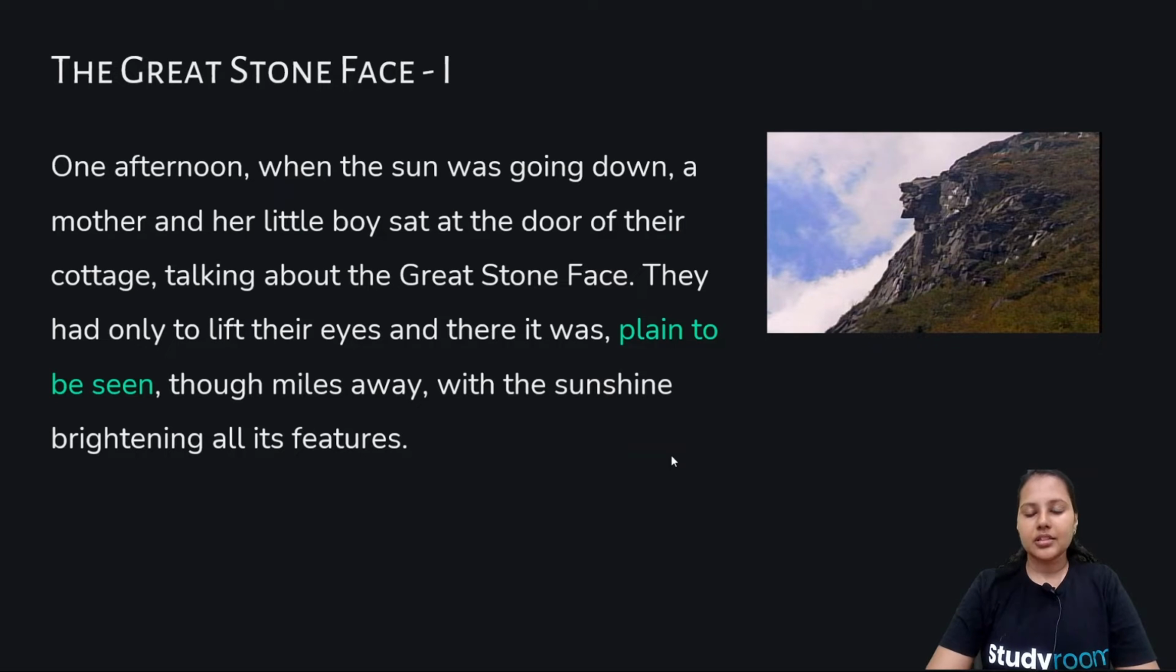So one afternoon, there's this mother and son who were sitting at their house door, just looking at the great stone face. They didn't have to overlook it or see it forcefully. It was right straight in front of them. Now the author is describing that it is plain, so there's no obstacle in seeing it. It's even miles away, but because it's at such height and width you can see it, and maybe because it's open land. Then he says the sunshine is brightening all its features. The sunshine rays sparkling on it are highlighting all the little features.